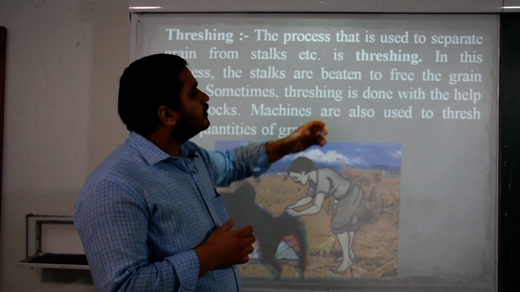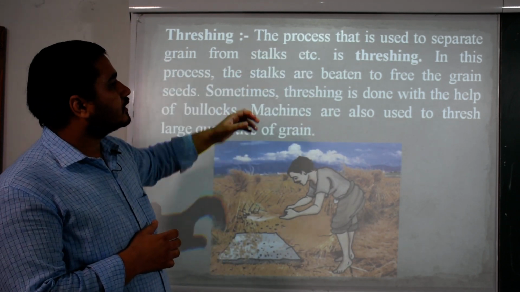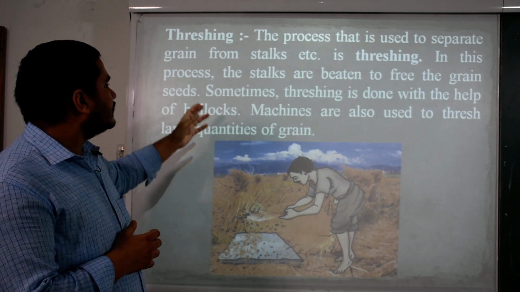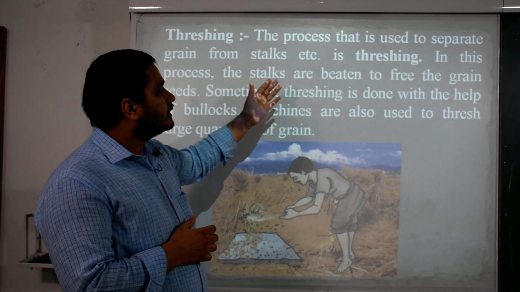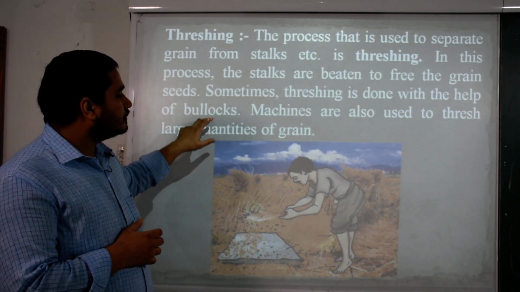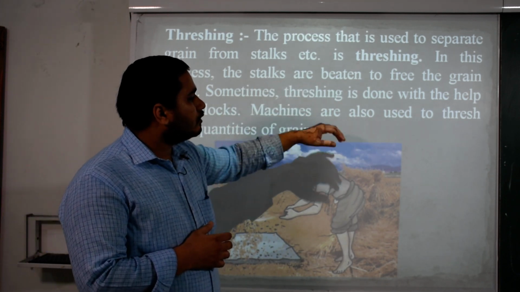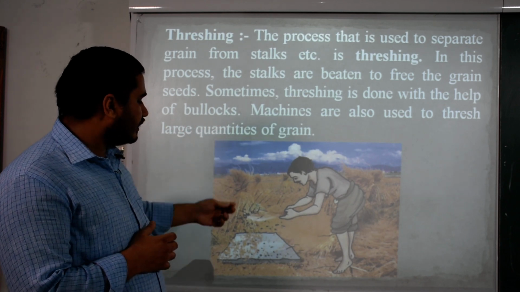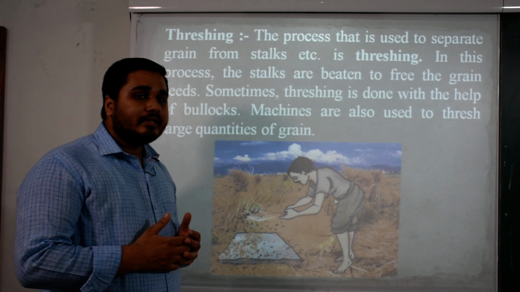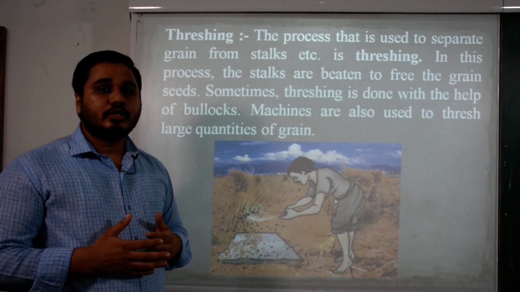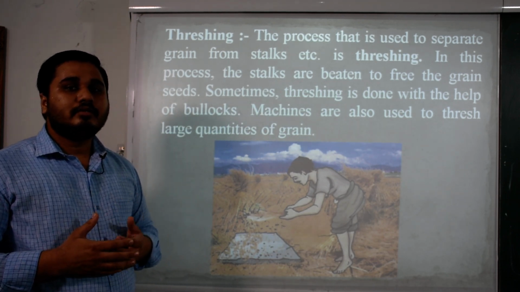The process that is used to separate grain from stalks etc. is threshing. In this process, the stalks are beaten to free the grain seeds. Sometimes threshing is done with the help of bullock carts. Bullocks and machines are also used to thresh large quantities of grain. This is an example from the old times, whereas in the new times we are using machines which are much faster and easier to use.